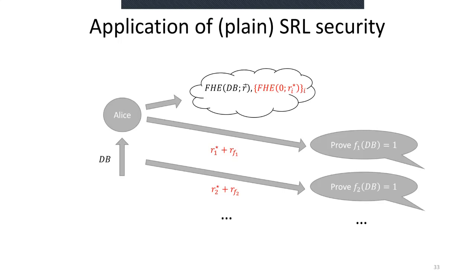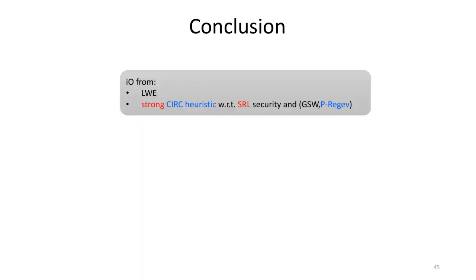So this is just a toy application of actually plain SRL security, which doesn't require circular security. That illustrates how SRL shows up in some applications. And so to conclude, what we did was to build IO from LWE and this strong circular heuristic with respect to this new SRL security notion that I've talked about, and two well-known encryption schemes that are secure under LWE.